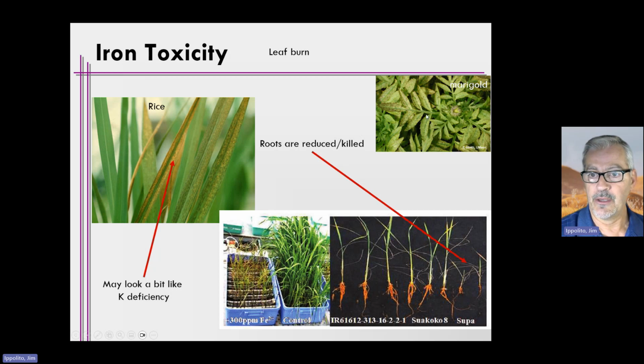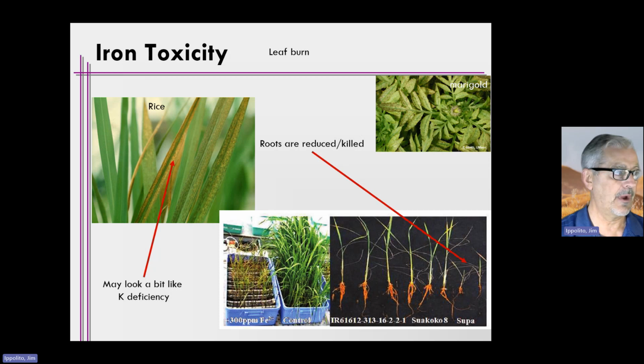You also see that in other plant species. Here's marigold. You see leaf burn. It looks like it's along the margins of the leaves in this picture, and it could be a potassium deficiency that's simply manifesting itself and being masked by an iron toxicity.